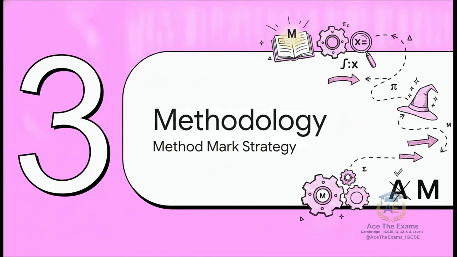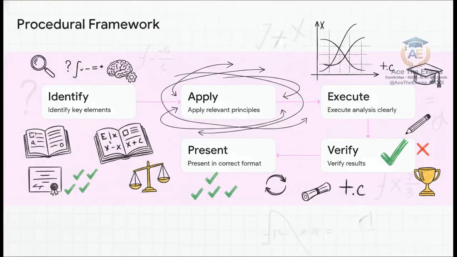Section 3. The procedural framework, or as I like to call it, the method mark strategy. Let's talk about how the grading actually works. In Cambridge mathematics, the final answer mark, the A mark, is literally only a fraction of your total score. The vast majority of points are M marks, method marks. Examiners are actively looking for reasons to award you points based on your logical process, even if you accidentally drop a negative sign right at the very end.